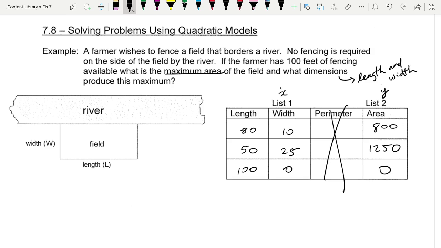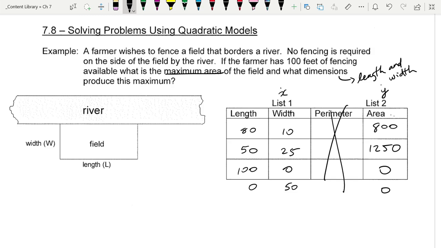And of course, what if we went the other way? What if we just said, no, instead of a line going this way, we'll just have a line going up and down. So what if I made the width 50? Then I'd have 50 one way, 50 the other way, and a length of nothing, which would still give me an area of 0.